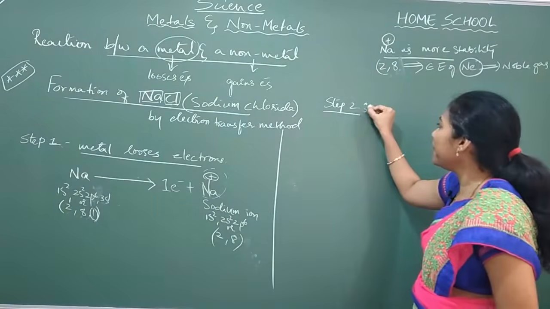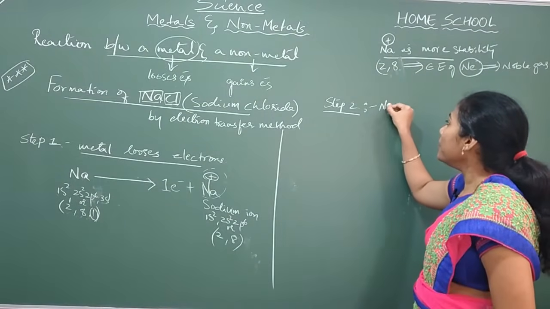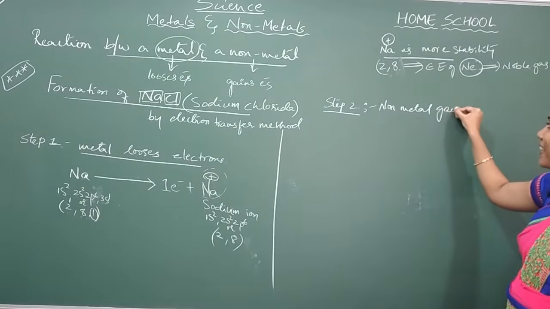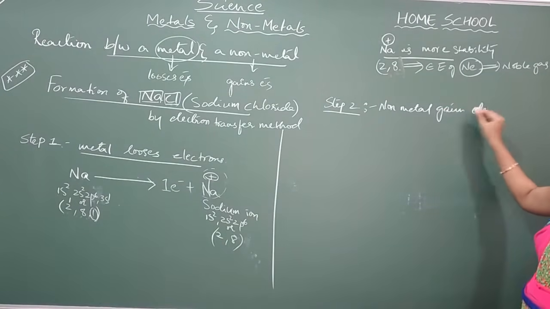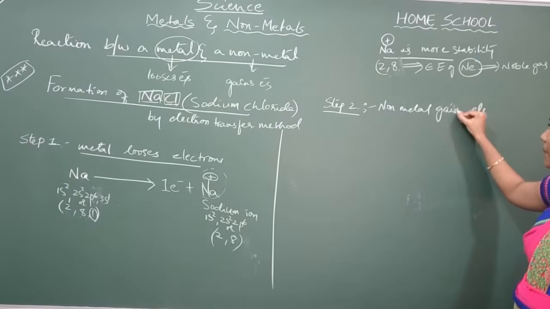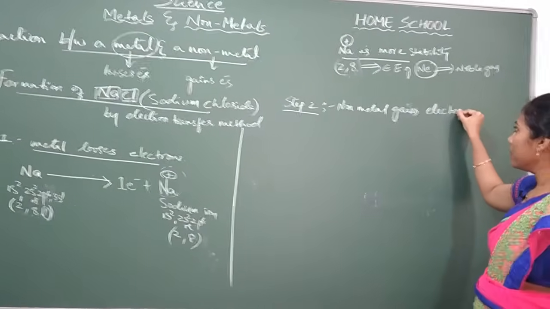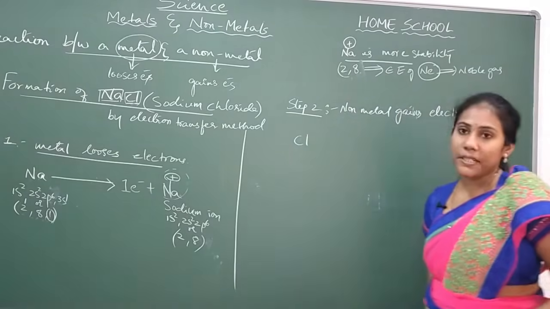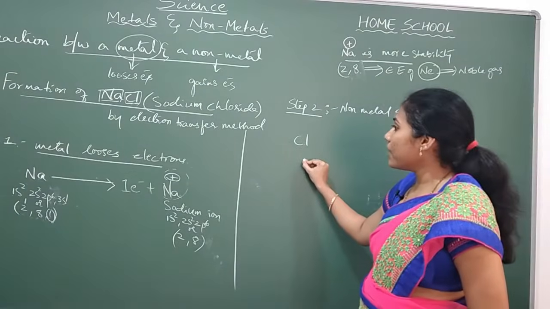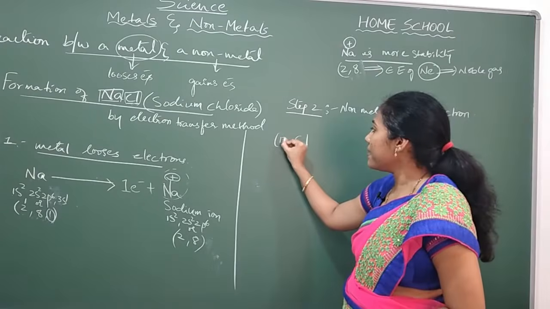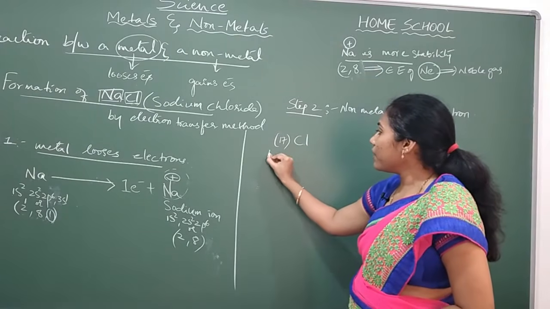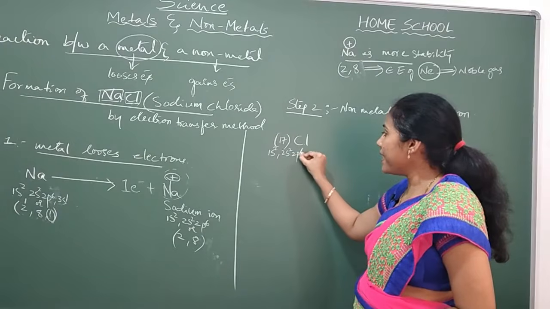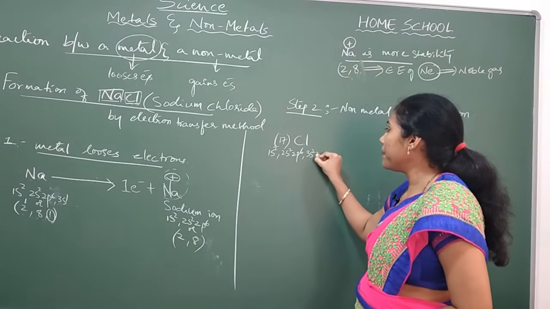So in step number 2, what will happen? The non-metal gains an electron. Gains means takes an electron. So who is the non-metal? Cl. Put the Cl symbol and write its electronic configuration. Atomic number 17, no? Electronic configuration 1s2, 2s2, 2p6, 3s2, 3p5.